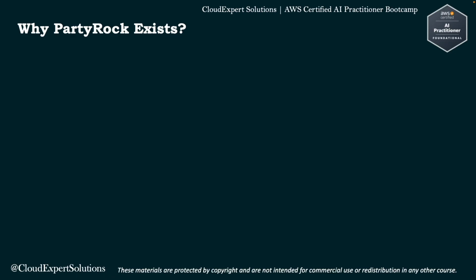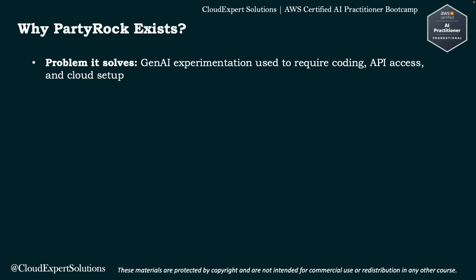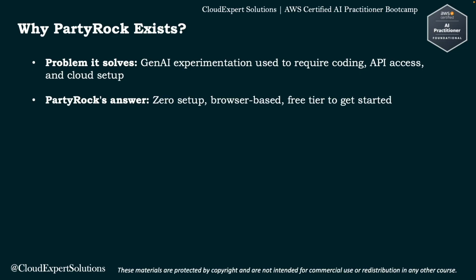Now let's review why do we need PartyRock. Before PartyRock existed, if you wanted to experiment with a foundational model on AWS, you needed to set up an AWS account, write API calls, manage credentials, and understand the Bedrock SDK. That's a significant barrier for non-developers. PartyRock eliminates all of that. You just go to partyrock.aws, sign in, and voila. You don't even need a full AWS account to get started, and you can immediately begin building.